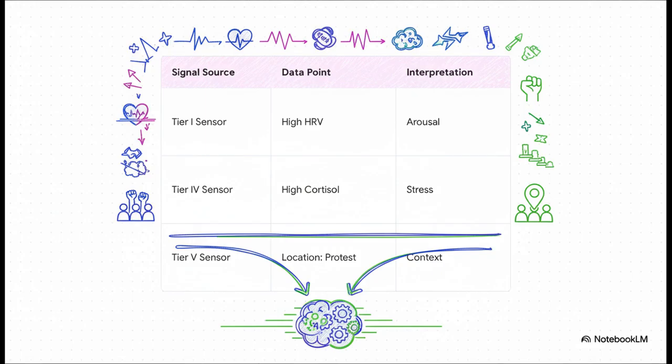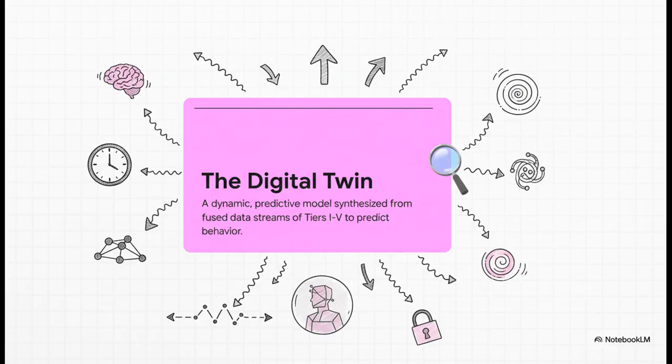By fusing these separate streams together, the system makes an interpretation. This isn't exercise, it's fear or agitation. The ambiguity is just gone. And the ultimate goal of this model layer is to create something the source calls the digital twin. Now, this isn't a static profile like on social media. No, this is a dynamic, constantly updating simulation of you designed not just to predict what you'll do next, but to get ahead of it, to preempt your behavior.